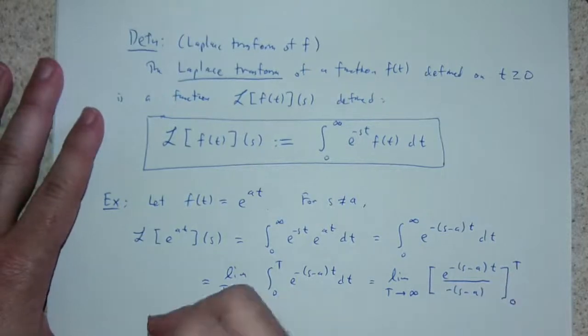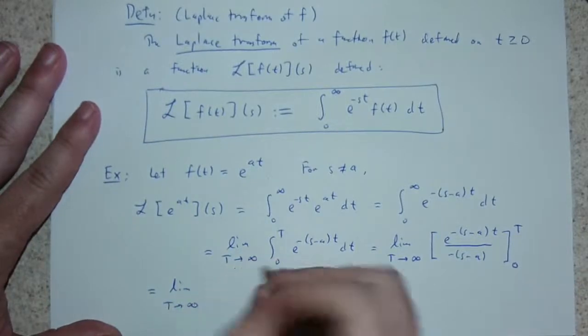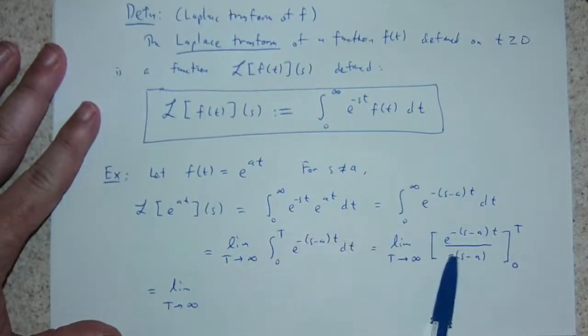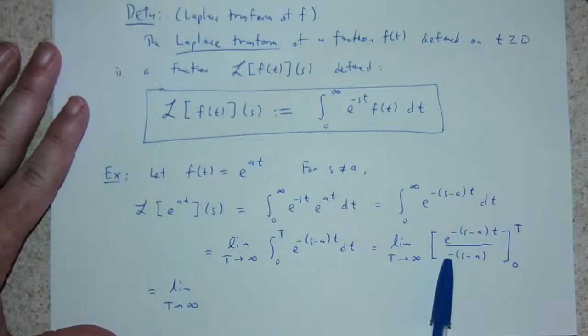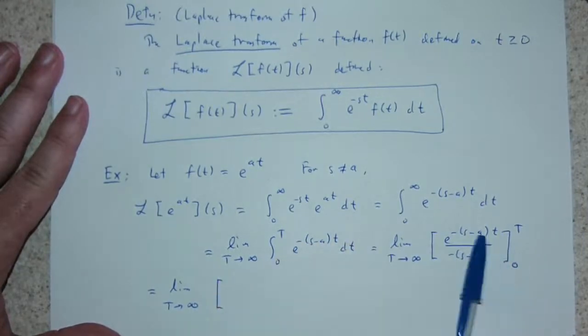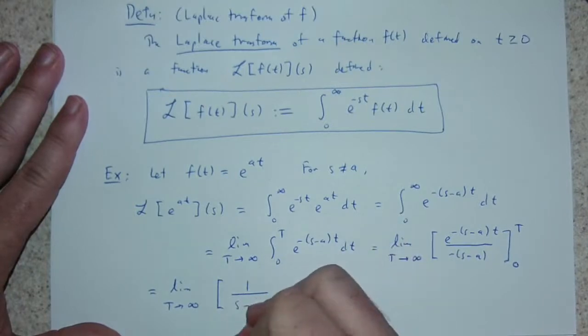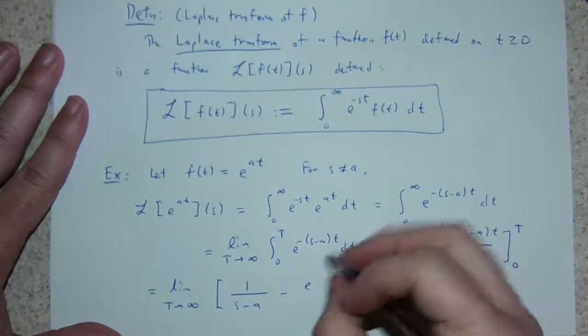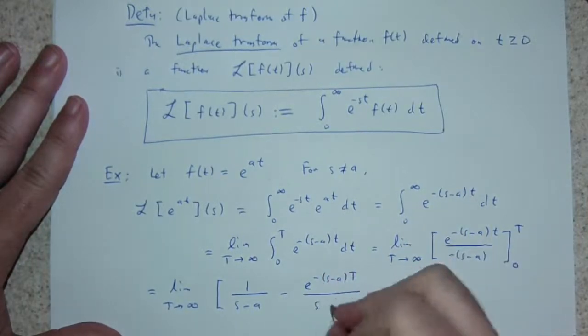Well, let's write this out. So this is the limit as big T goes to infinity of, what do I get here? The e to the 0 term would be just 1 over s minus a, because it would have the plus. So this would be 1 over s minus a minus e to the minus s minus a times big T over s minus a.